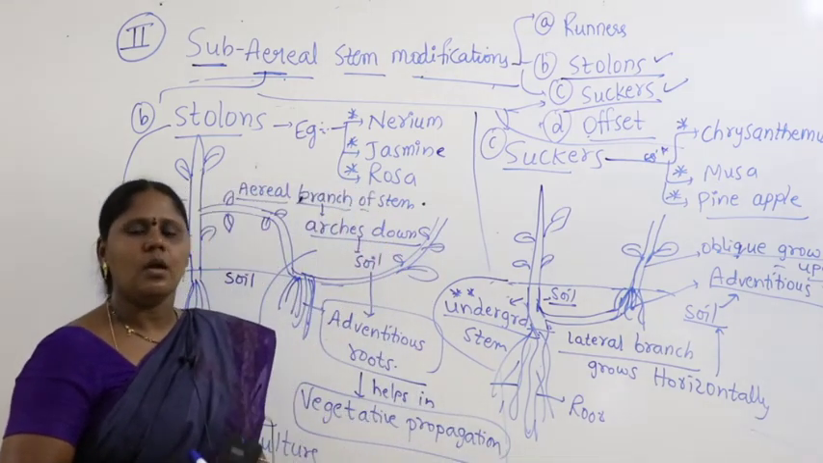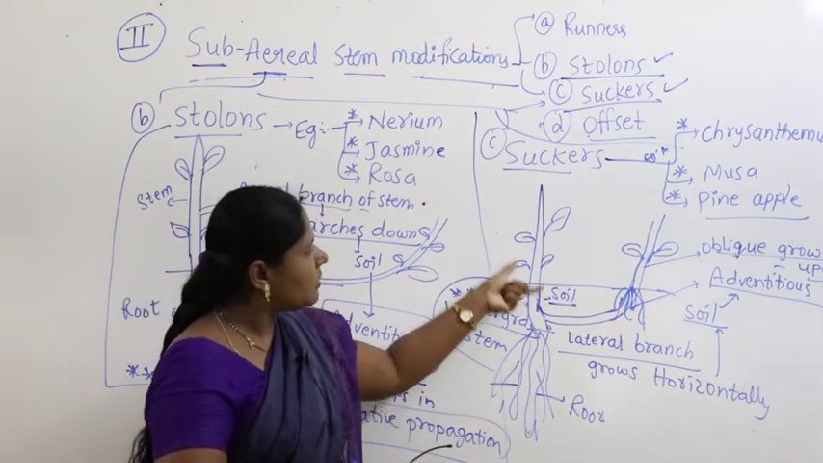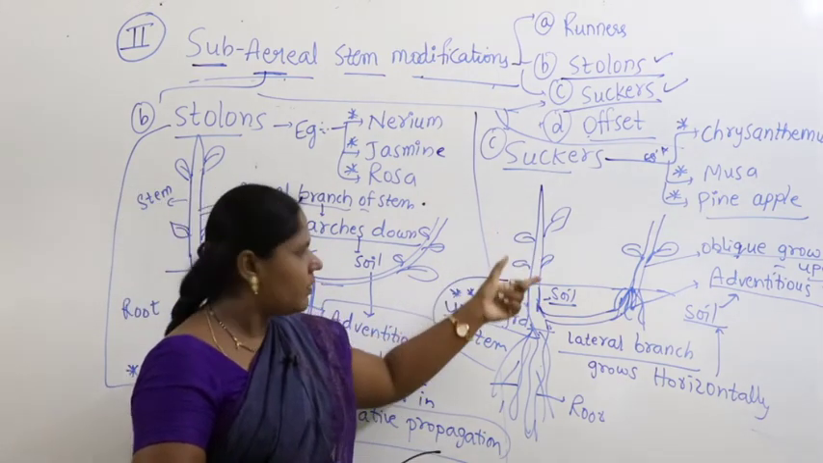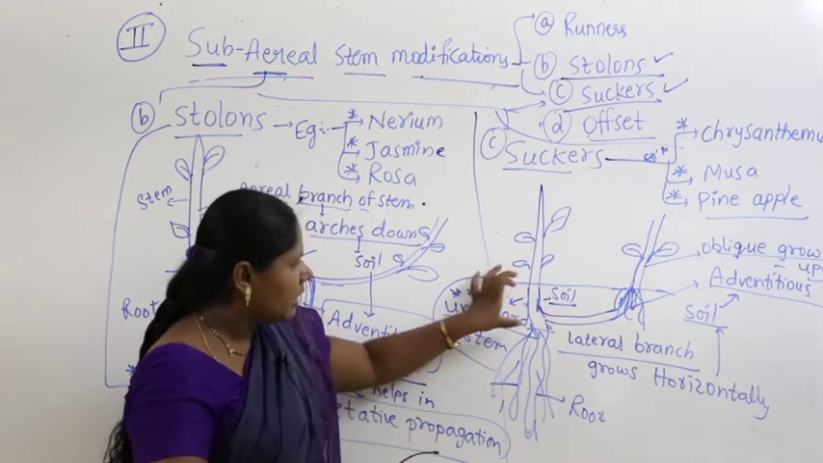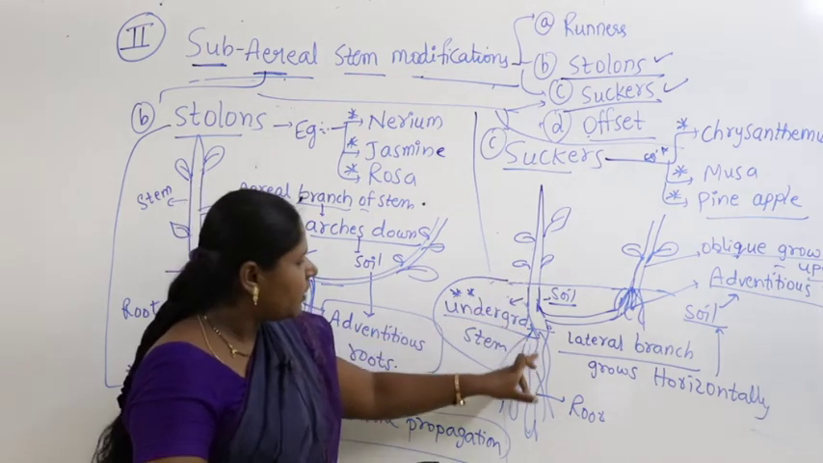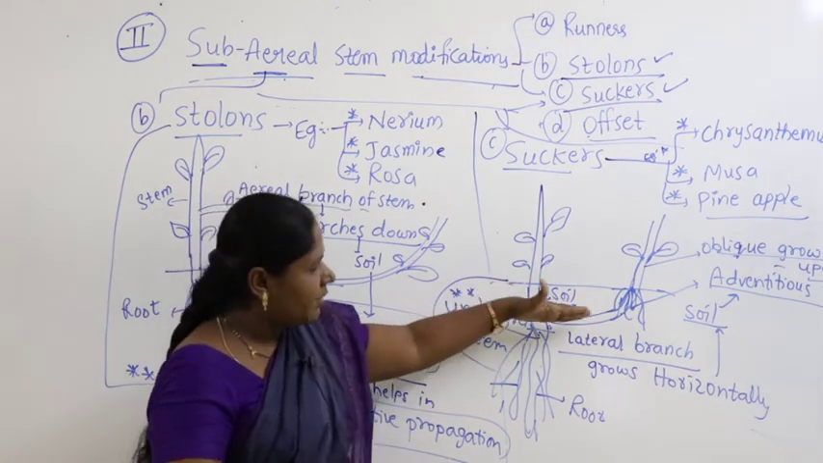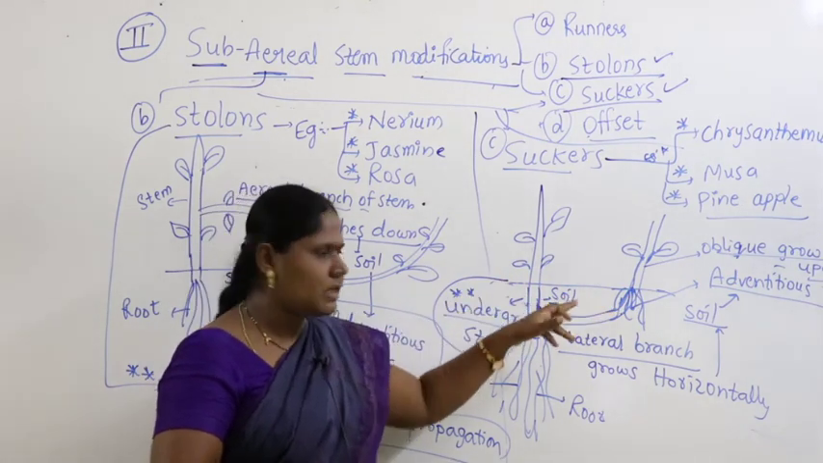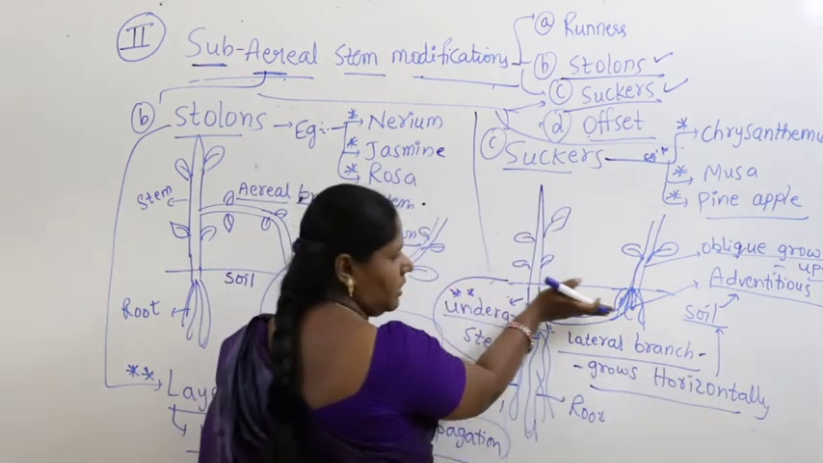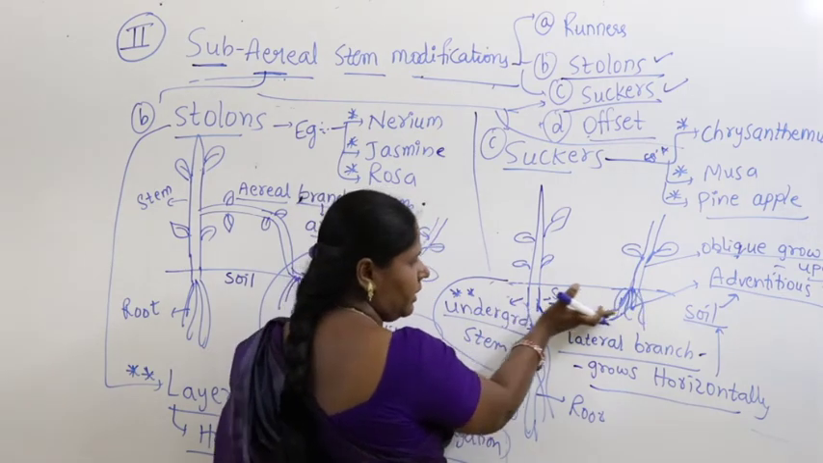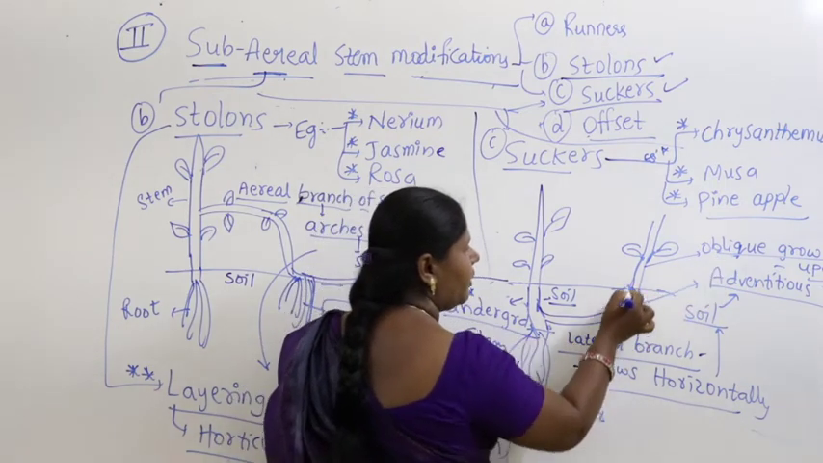I will repeat again, listen carefully. Some part of the stem is aerial, this is the upper aerial stem, and some part of the stem is underground. Till here it is stem only, underground stem. From here you can see development of root. So from the underground stem there is a lateral branch. Laterally it grows; it is growing horizontally, parallel to the soil, and then grows obliquely in upward direction.